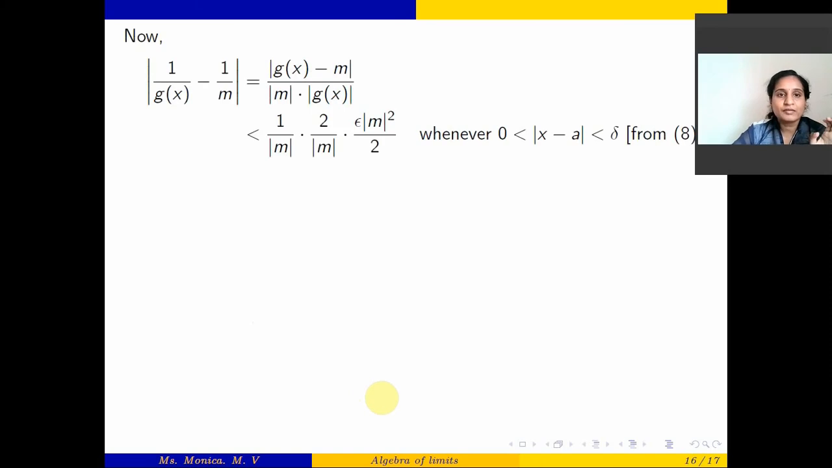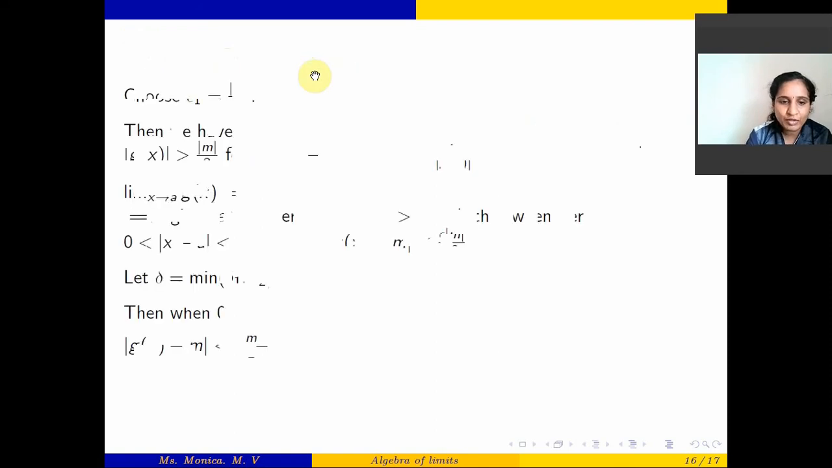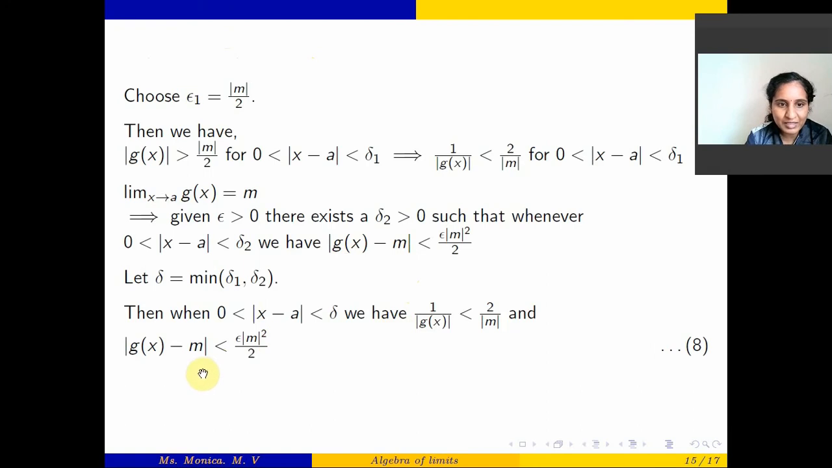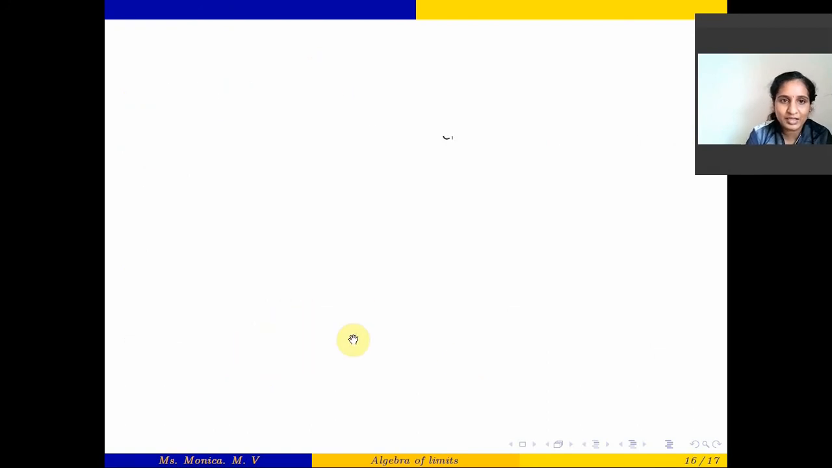Now we'll come back over there. What did we have? We had taken limit extending to a 1 by g of x. I have to prove this is equal to 1 by m. So modulus of 1 by g of x minus 1 by m. We've already simplified this and we'll apply whatever we know. This is less than mod g of x minus m. What did we have? Mod g of x minus m is less than epsilon into mod m square divided by 2 when this condition is satisfied.